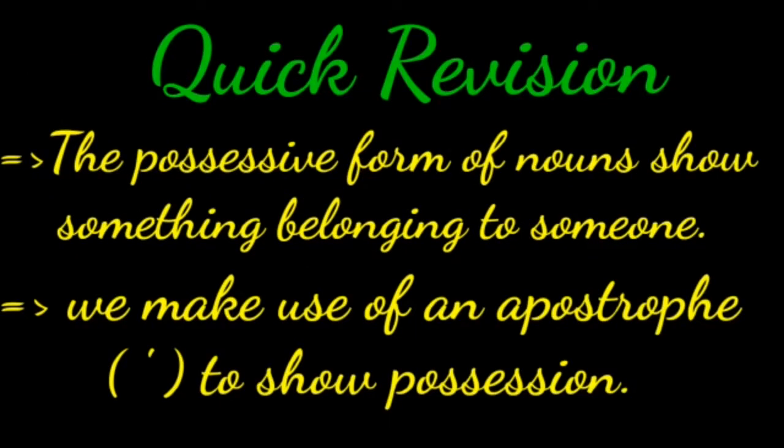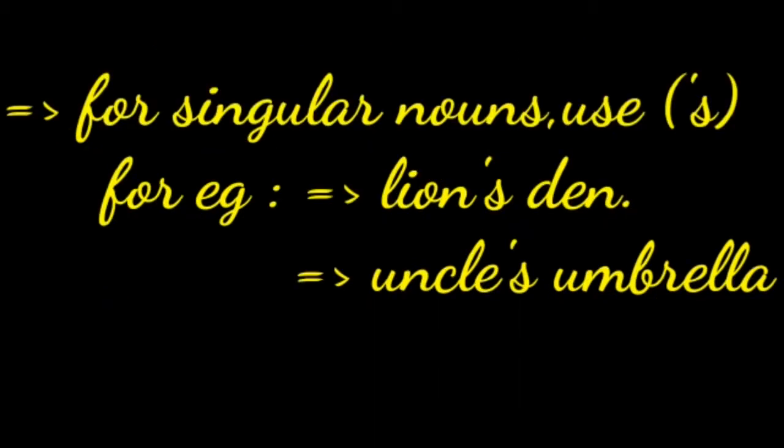Now, we are moving to quick revision. The possessive form of nouns shows something belonging to someone. We make use of an apostrophe to show possession. What is the first rule? For singular nouns, use apostrophe s. For example, lion's den, uncle's umbrella.